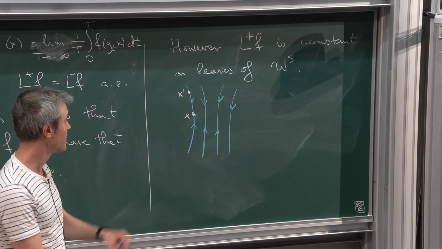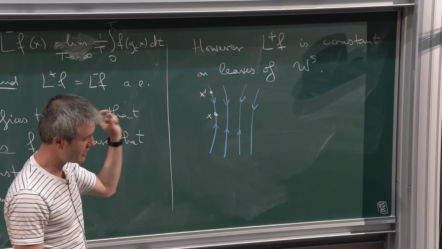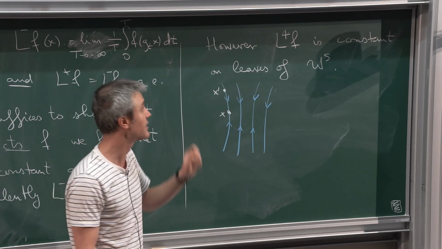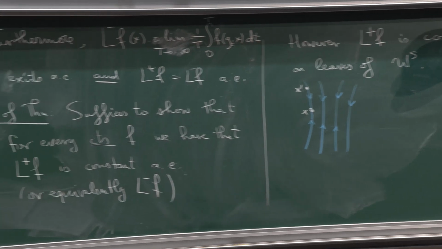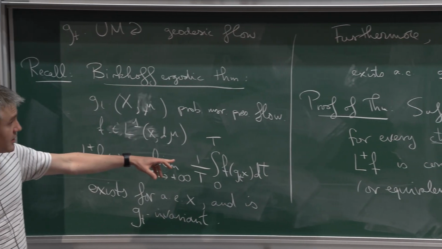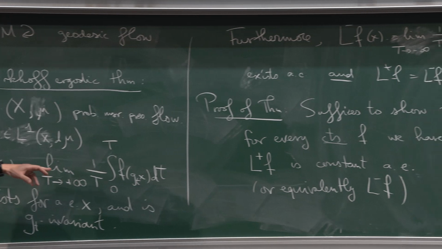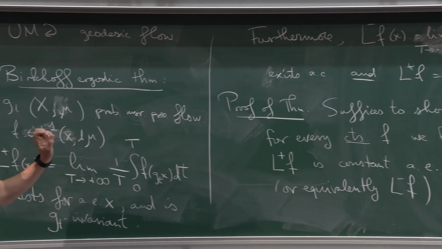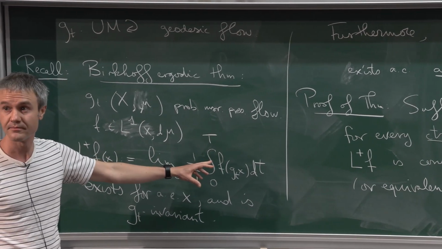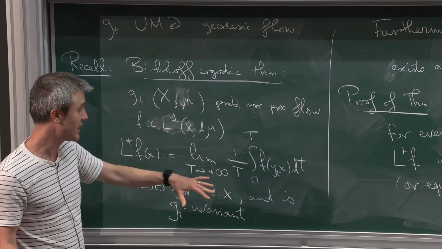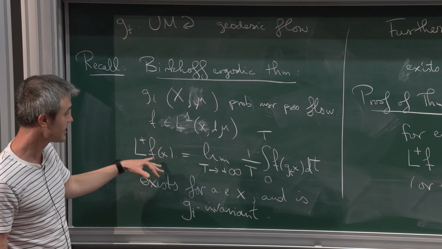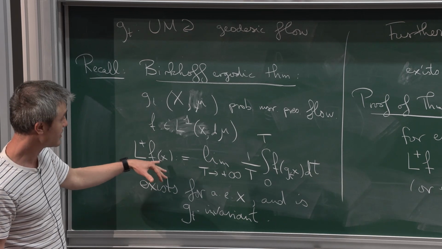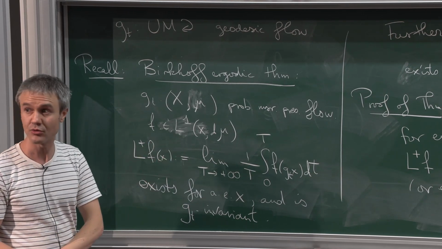So for any epsilon, after a certain time, they're perpetually epsilon close to each other. So if I'm taking these forward averages for x and for x prime, after a certain point, for any epsilon, they will be within epsilon of each other. And so if this is true for any epsilon, these limits, whether they exist or not, the answer is the same for all points on the leaf. If they exist for one point, they exist for the other, and they're equal. Okay?